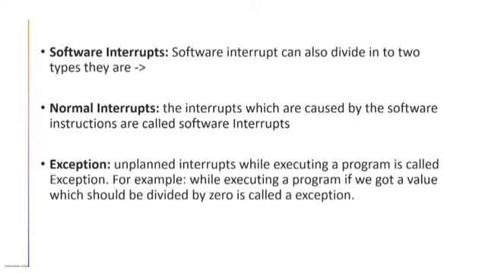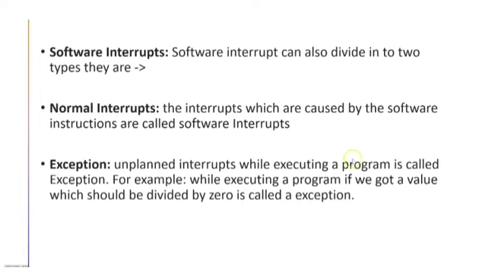Whenever there is a division by zero or whenever this exception condition happens, the processor will stop whatever it is doing currently and then go and find a solution for this condition, that is division by zero. It has to be resolved, right? So it will first find a solution for this condition and then come back and resume whatever it was doing. So these are the two classifications of software interrupts: the normal software interrupts and exception conditions.